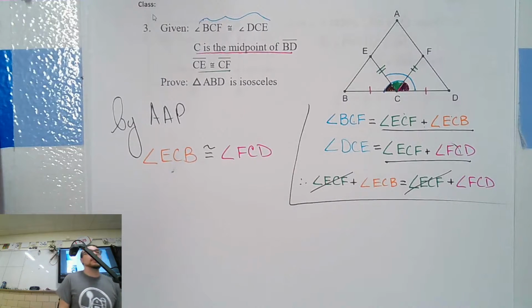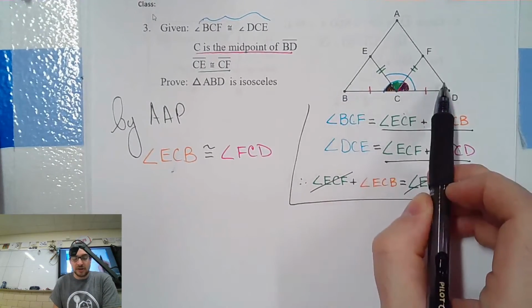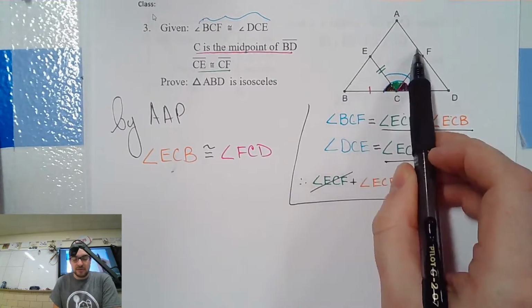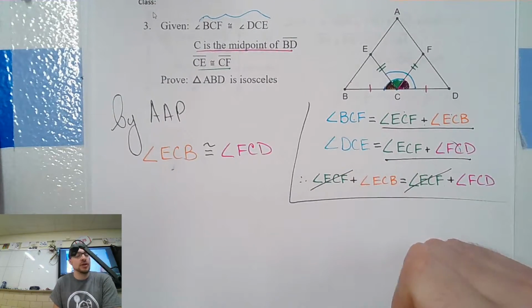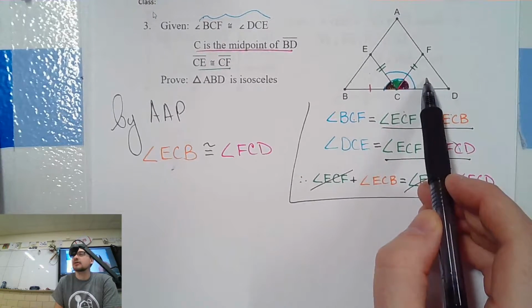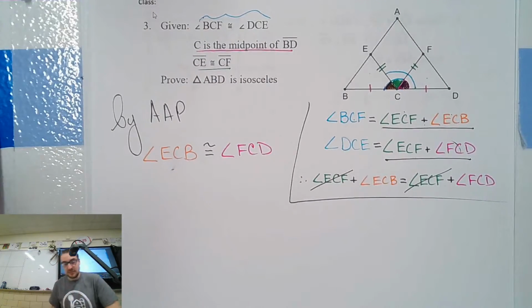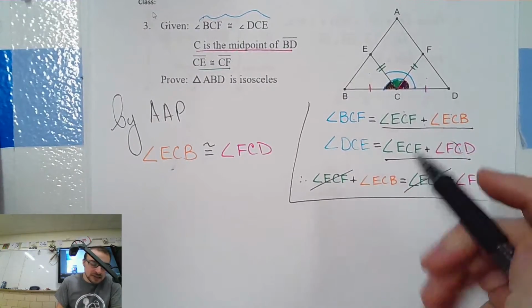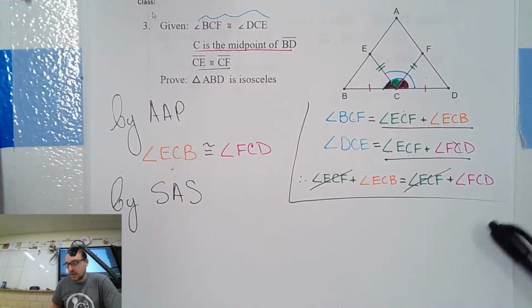Okay? Now, my goal was to prove these two triangles congruent. That way I can say their angles are congruent here and here, which means we have opposite sides congruent of this triangle, which means it's isosceles. So, do I have enough information to prove these two triangles congruent? This triangle and this triangle? Yes, I do. How do I know they're congruent? Side, angle, side, right? So I'm going to say by side, angle, side. Those two triangles are congruent.